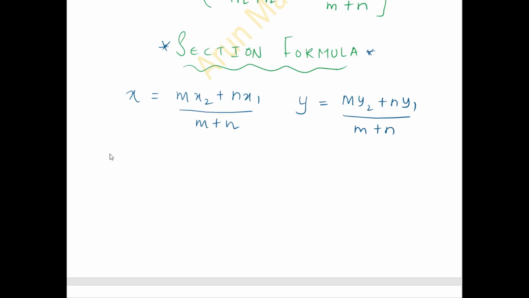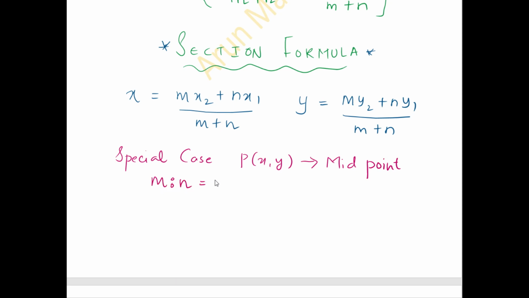Students, now for a special case, if P of x comma y is the midpoint of the line segment AB, then the ratio m is to n equals what? It will be 1 is to 1. The ratio m is to n becomes 1 is to 1.